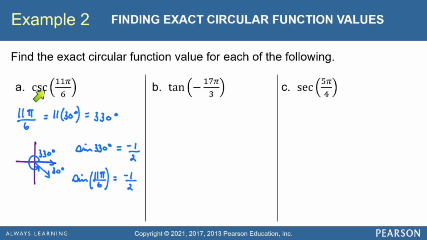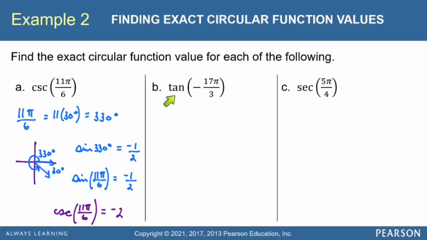But of course they asked us for the cosecant of 11 pi over 6, so at this point we just need to do a reciprocal. If the sine of 11 pi over 6 is negative 1/2, then the cosecant of 11 pi over 6 is negative 2. And let's move on to part B.